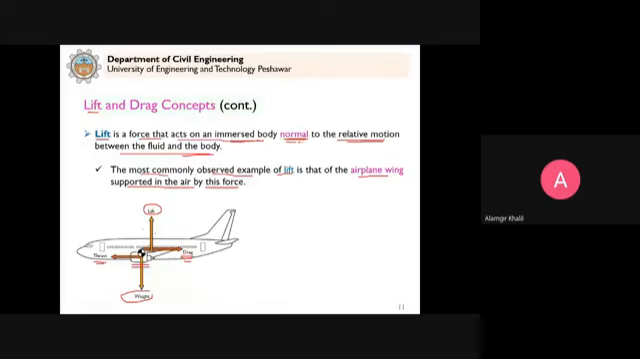Clear? So you can see here that the air flows in this direction. So the force which is acting parallel to the direction of flow of fluid, that is the drag force. And the force which is acting on a body normal or perpendicular, that is known as the lift force. So these are the two forces which are acting on bodies when they are moving through the fluid, and we are interested to calculate them. Clear?